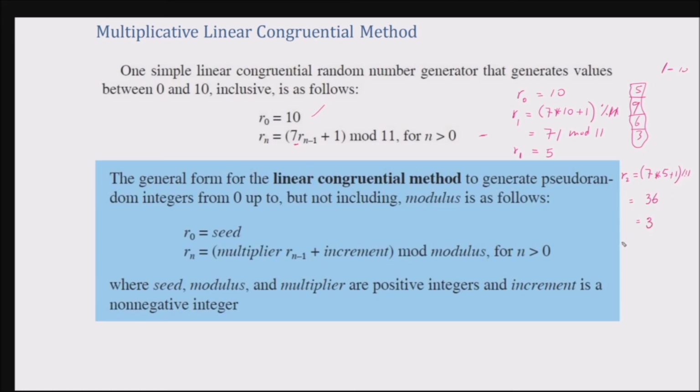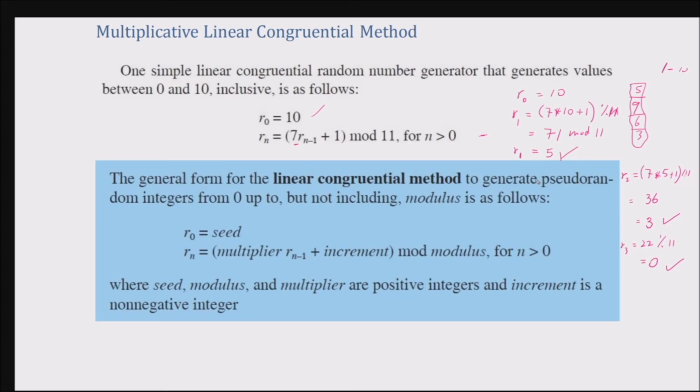So that is R2. For R3, if you calculate like that, I get 21, 22, and 22 mod 11 is 0. Okay, so like that. So the random numbers I get are 5, 3 and 0. The 10 is the first number, so you can take it as 10, 5, 3 and 0. Those are the numbers you get, which are positive integers. That is the example showing here.